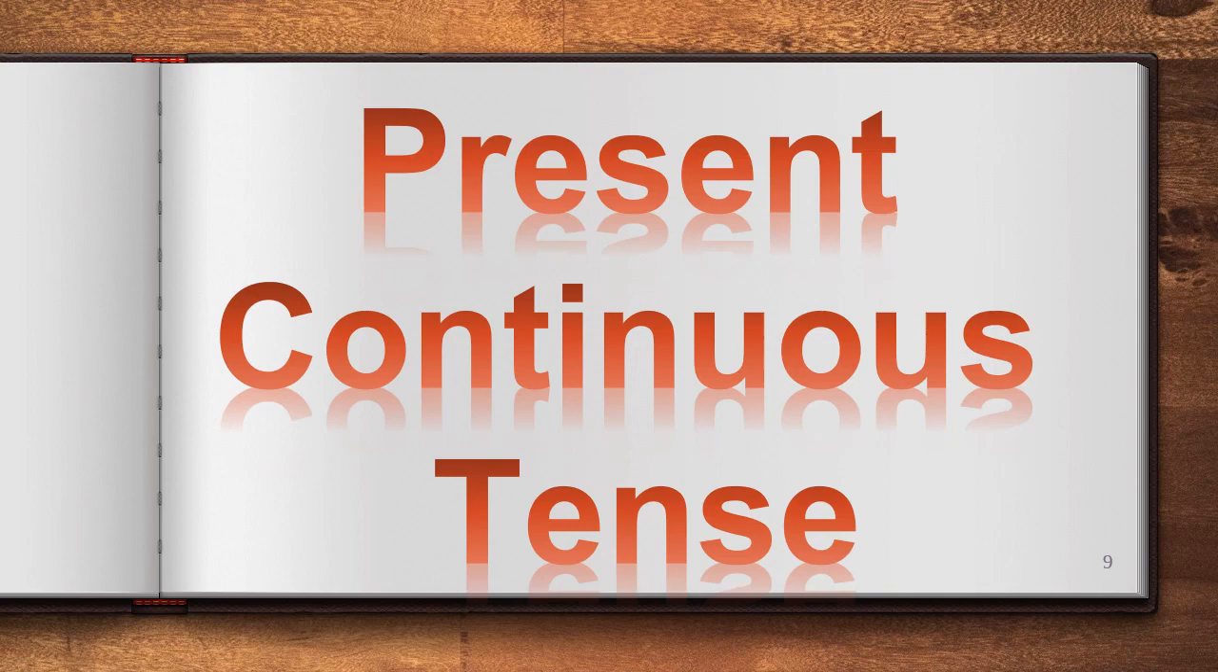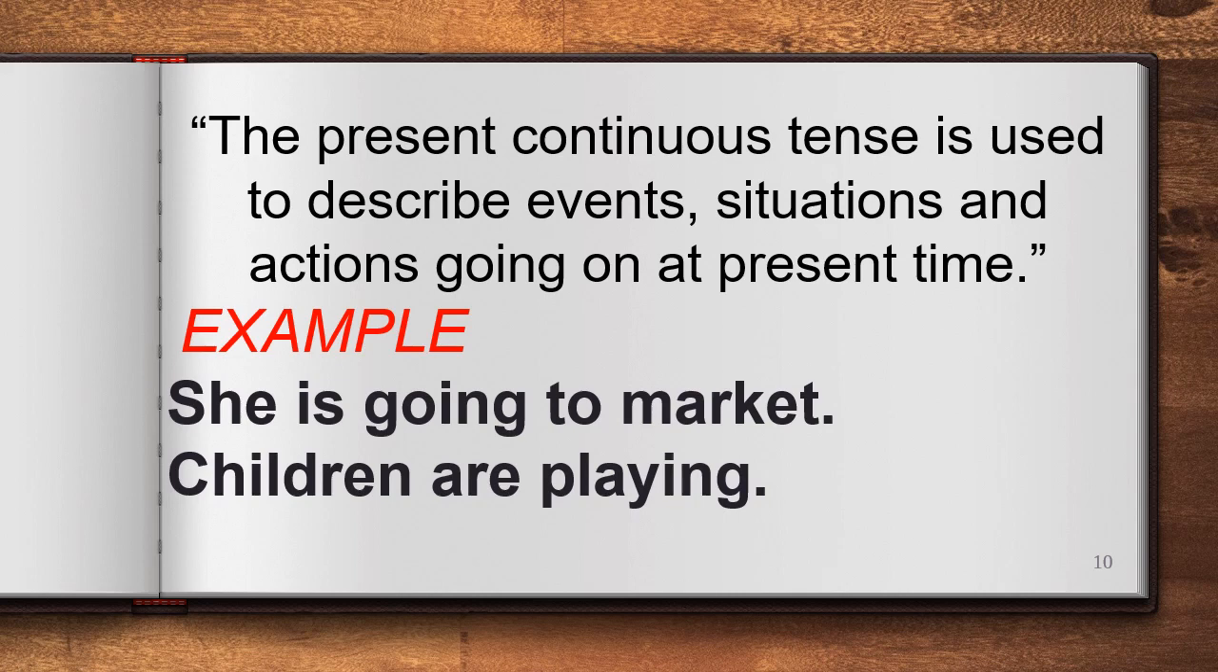Now the next is present continuous tense. What do we mean by present continuous tense? The present continuous tense is used to describe events, situations and actions going on at present time. For example, she is going to market, children are playing. Now in this tense we use V1 plus ing and with subject we will use is, am or are. Is with singular subject, are with plural subject and am with I.